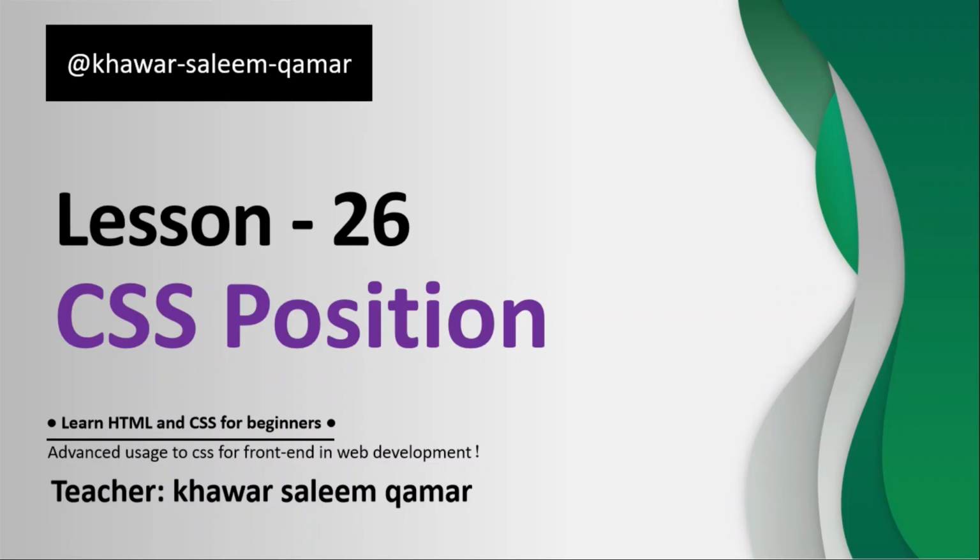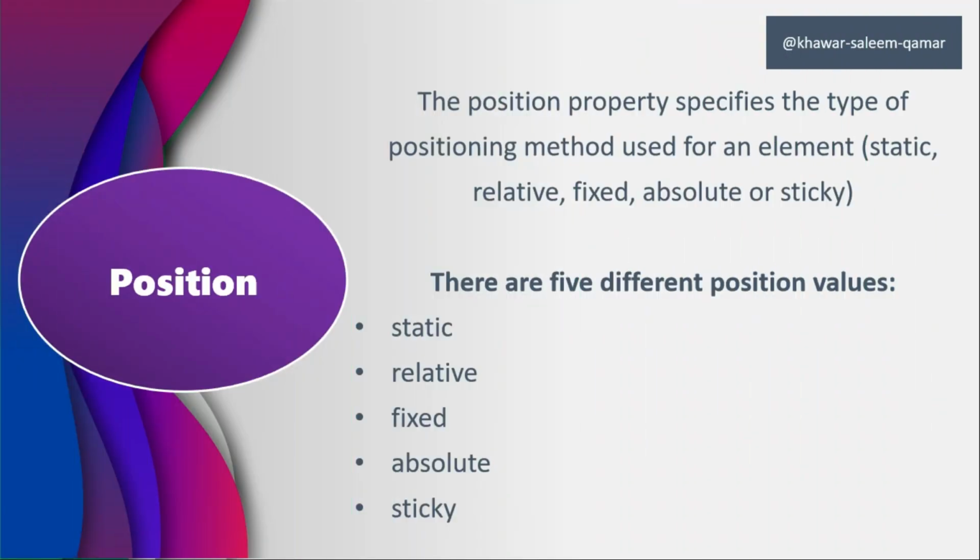This is lesson number 26 of the HTML and CSS course, and in this lesson we are going to learn about CSS position. This is another important topic in order to position your elements and design your layout in a better, professional way. So actually this position attribute specifies the type of position method that an element can use.